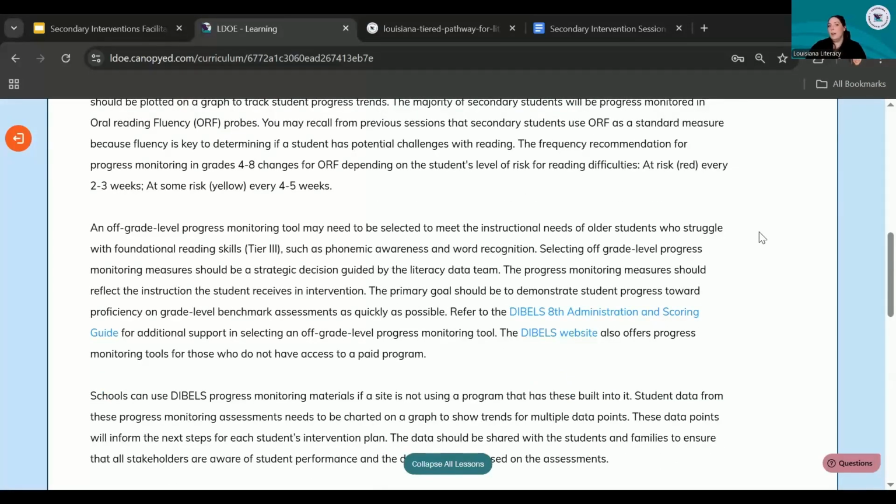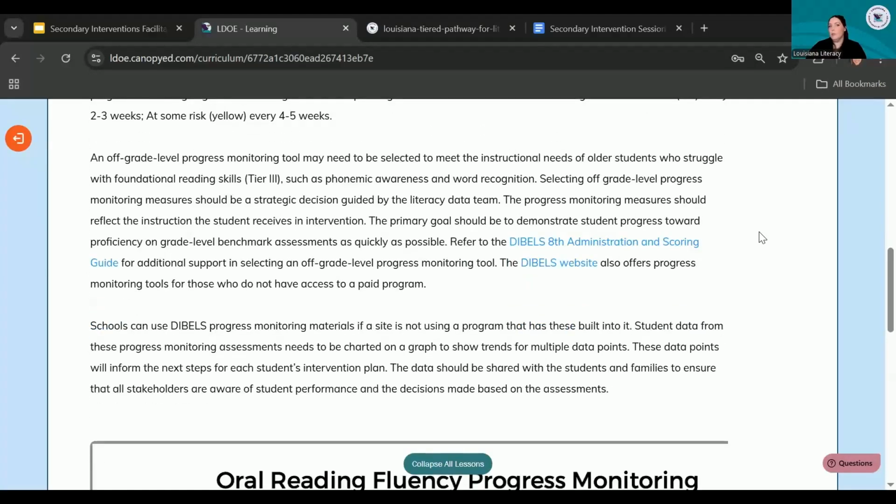You may also find that for progress monitoring, you're going to have to use some kind of off grade level tool to meet the need. You're going to progress monitor them at the instructional level. So if you're already working with them with a skill that is below their grade level, that's also what you're going to progress monitor them on. You're not going to pull a grade level piece for progress monitoring when they're not already being instructed on grade level for tier 2 and tier 3.